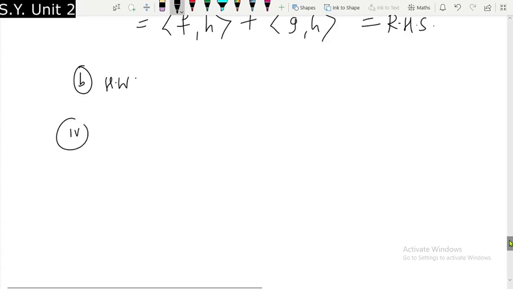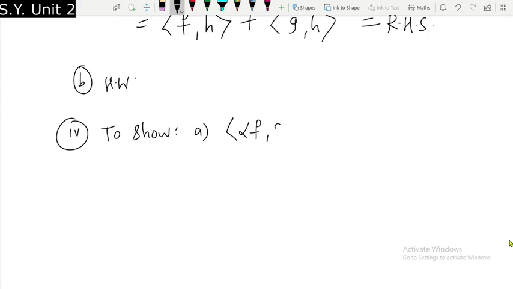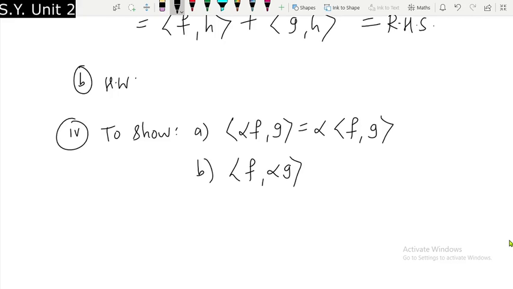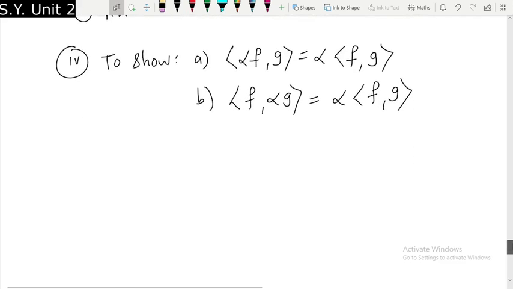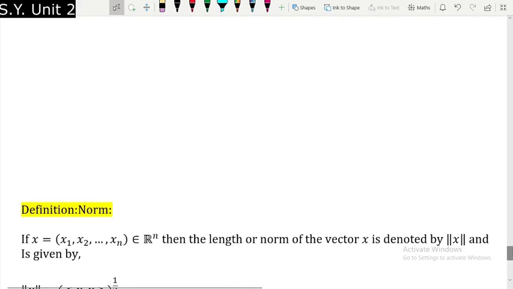Now we'll go to the fourth property, where again we have to show two things. The first one is that the inner product of alpha f with g is equal to alpha times the inner product of f with g, and the second, b, is that the inner product of f with alpha g is equal to alpha times the inner product of f with g. I will do one part, and the other part I will leave to you. So I will consider the LHS.